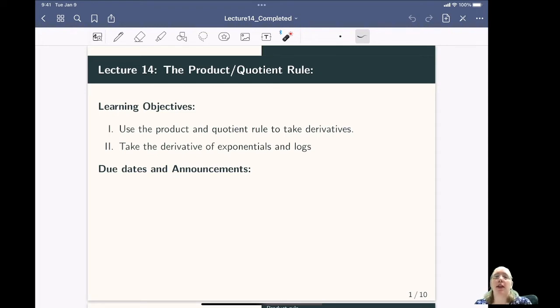Alright, so in the last couple of lectures, we've introduced some derivative rules, including how to sketch the derivatives. And then in the last lecture, we talked about how to use the power rule, where you have the derivative, for example, d by dx of x squared, or d by dx of 1 over x squared, or the derivative of a root. In this lecture, we're going to talk about how to take the derivative of a product of two functions, or the ratio of two functions.